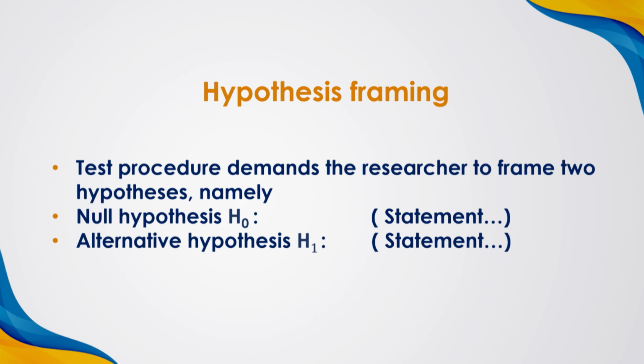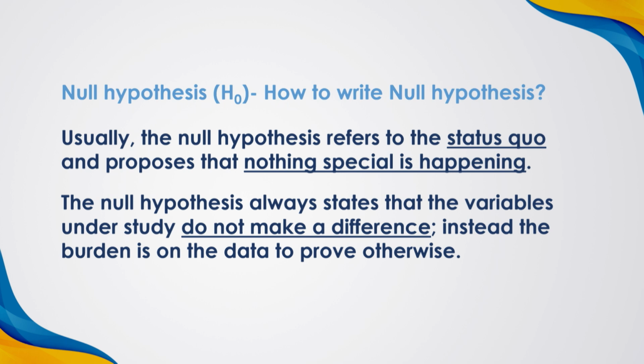Hypothesis framing. The test procedure demands the researcher to frame two hypotheses, namely null hypothesis H0 and alternative hypothesis H1. Both are in statement form. Null hypothesis H0. How to write the null hypothesis? Usually, the null hypothesis refers to the status quo and proposes that nothing special is happening. The null hypothesis always states that the variables under study do not make a difference. Instead, the burden is on the data to prove otherwise.